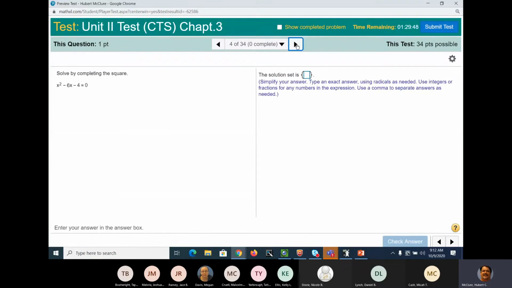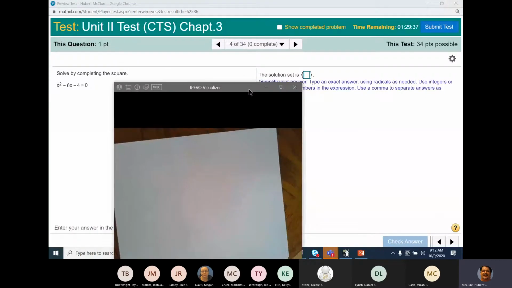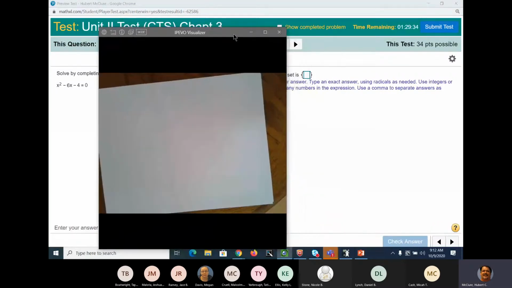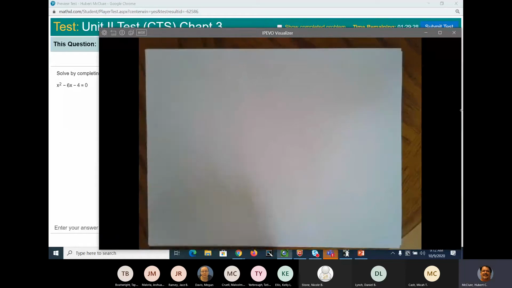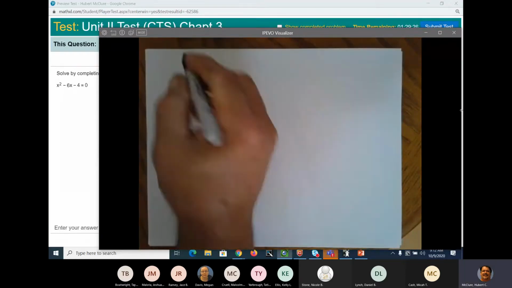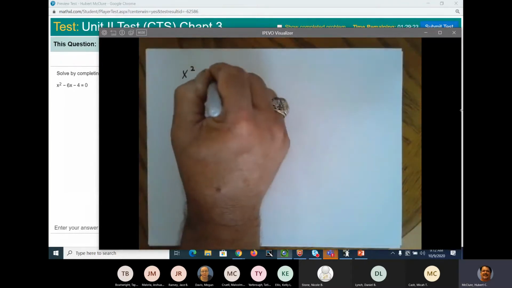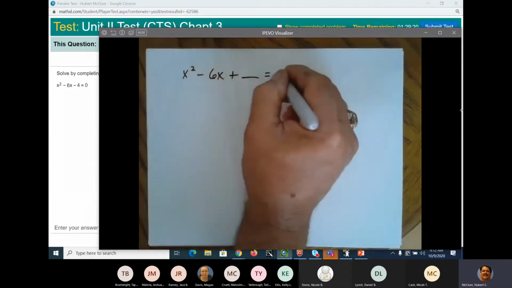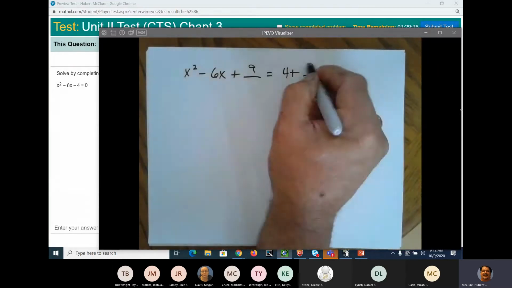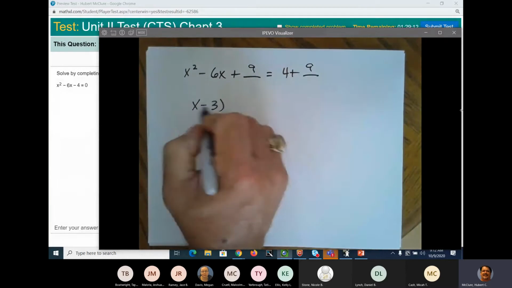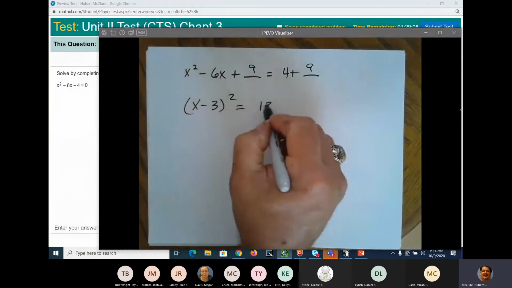It just says find the x-intercepts. So we're going to find the x-intercepts. Let me get my do-jigger set up. I'll just set it right there. All right, so this is going to be x squared minus 6x plus blank is equal to 4 plus blank. Half of 6 is 3. 3 squared is 9. x minus 3, quantity squared, is equal to 13.